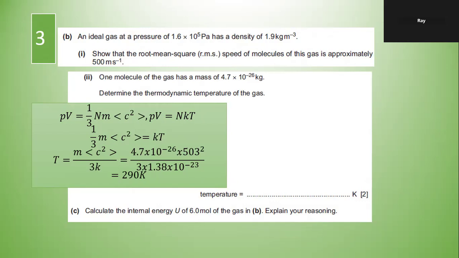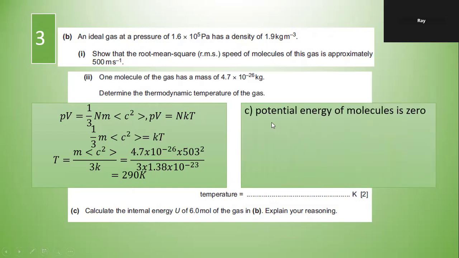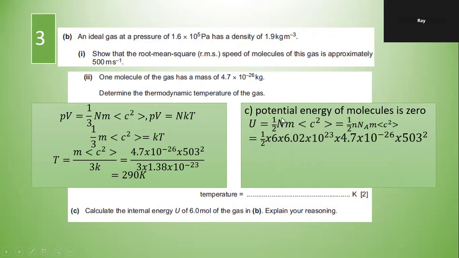Calculate the internal energy of 6 mole of gas. Explain your reasoning. What formula to use? Internal energy of an ideal gas equals the total kinetic energy of the molecules. The potential energy of the molecules is 0, that's our first step. Then internal energy is the total of the kinetic energy of N molecules. This is the kinetic energy of one molecule, and this N is for N molecules. Then convert it to this one.